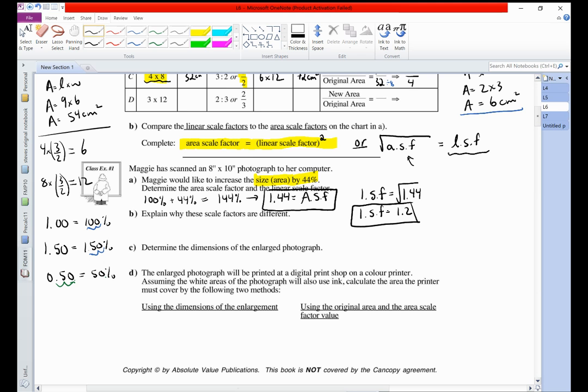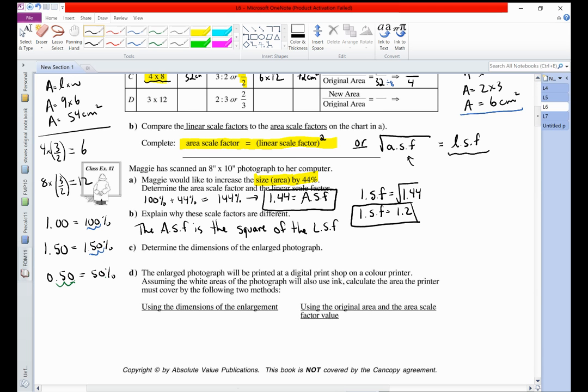And why are they different? Well, they're different types of measurements, right? Area is a two-dimensional measurement, and linear measurements are one-dimensional. So you could say that the area scale factor is the square of the linear scale factor.